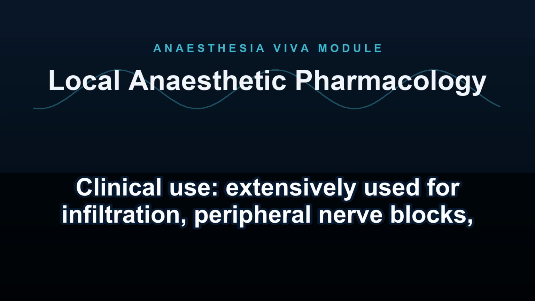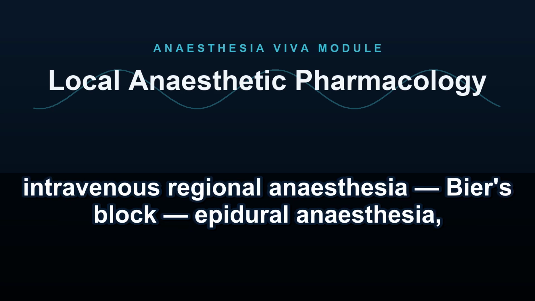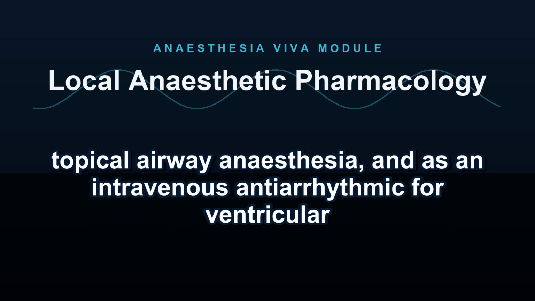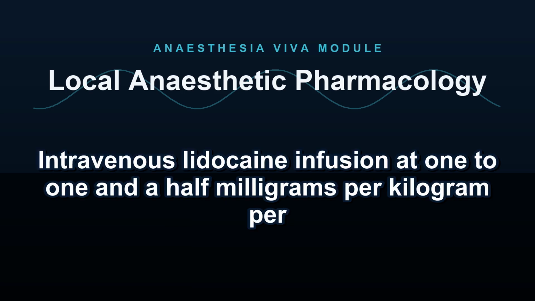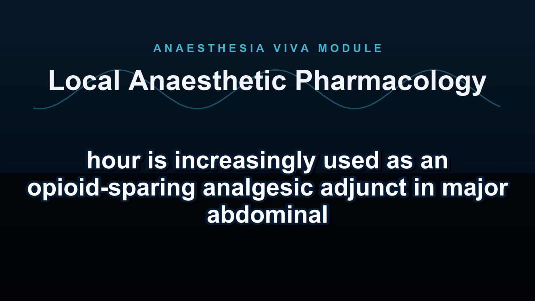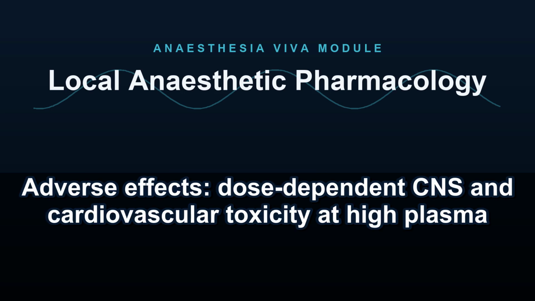Clinical use: extensively used for infiltration, peripheral nerve blocks, intravenous regional anesthesia (Bier's block), epidural anesthesia, topical airway anesthesia, and as an intravenous antiarrhythmic for ventricular arrhythmias. Intravenous lidocaine infusion at 1 to 1.5 mg per kilogram per hour is increasingly used as an opioid-sparing analgesic adjunct in major abdominal surgery.